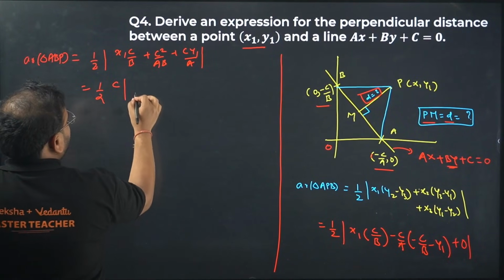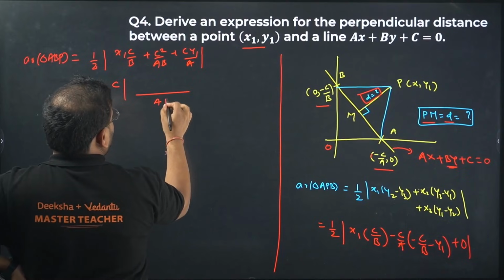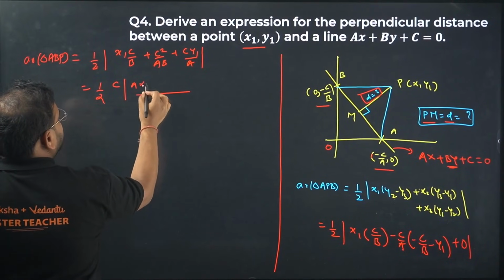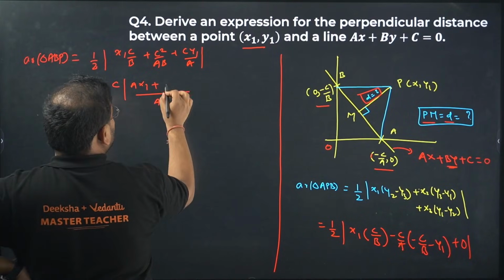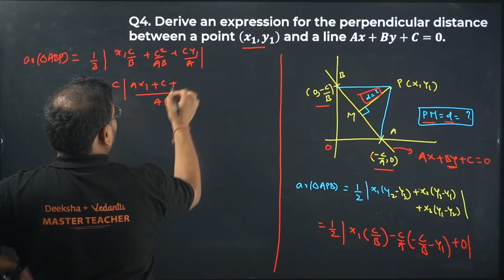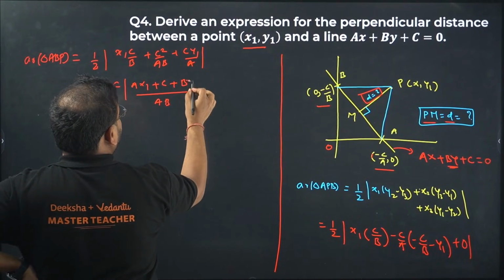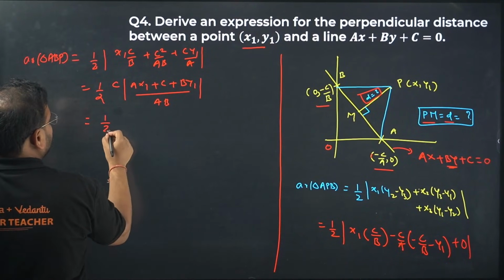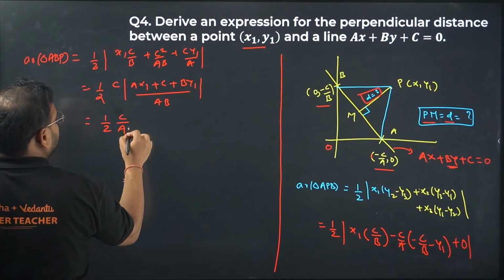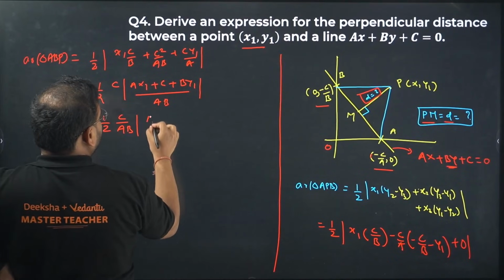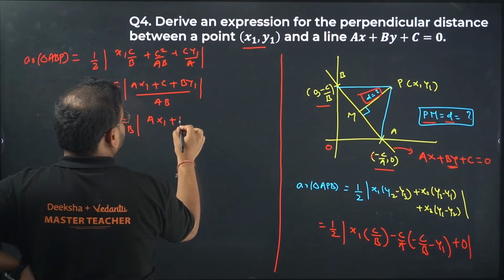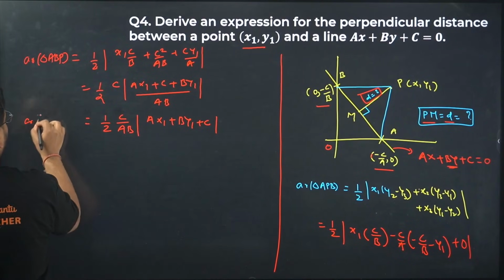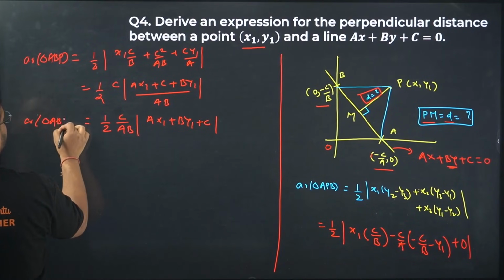Can I take AB also? Let's take the LCM of AB first here. I've taken C common, there's no C over here, so I get AX1. Over here one C is left, and here we have BY1. Simplify this one more time and bring this AB outside. So 1 by 2 C by AB, and inside we have AX1 BY1 plus C. This is my area of triangle ABP.